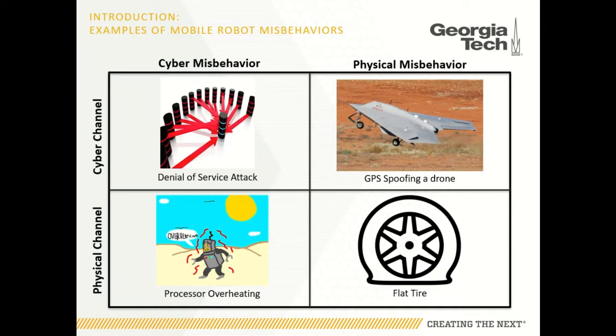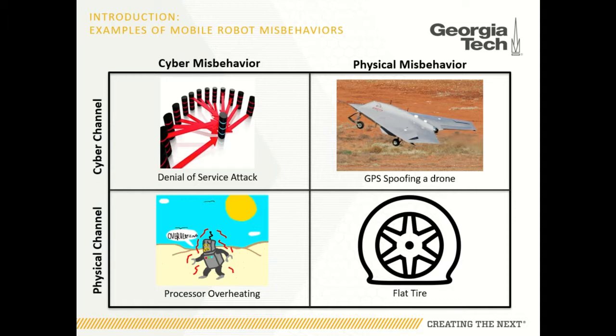Here are some examples of mobile robot misbehaviors. The misbehaviors are the robot acting in a way it shouldn't, and the channel is either the attack vector or just the cause of that misbehavior. So a cyber misbehavior through a cyber channel would be a denial of service attack. A physical misbehavior through a cyber channel would be GPS spoofing of a drone.